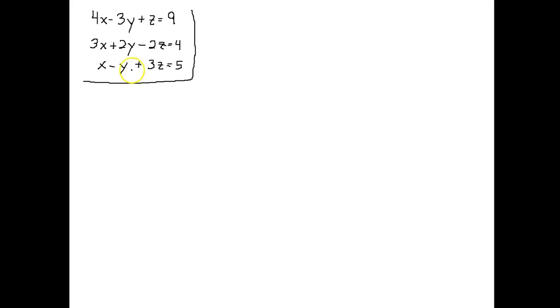So what we're going to do is first pick a variable to eliminate, doing the elimination method. And I'm going to look at this, and they all look equally a little bit of a challenge. Not overly challenging, but none of them is jumping out at me as super easy to eliminate. So how about we eliminate z?